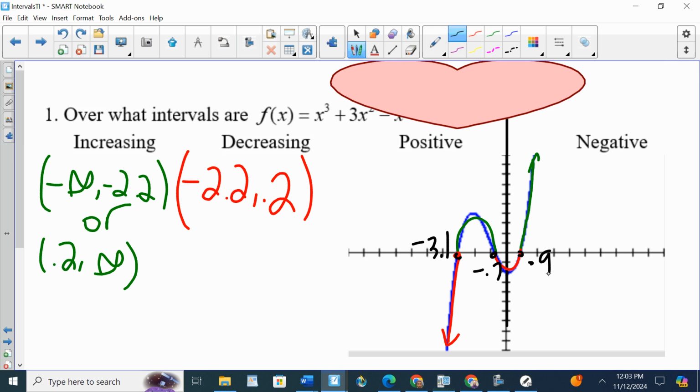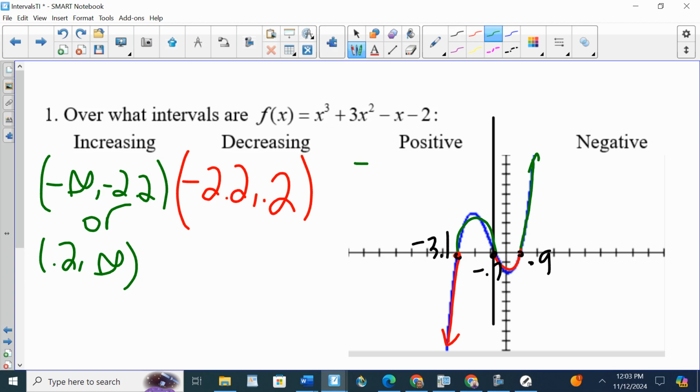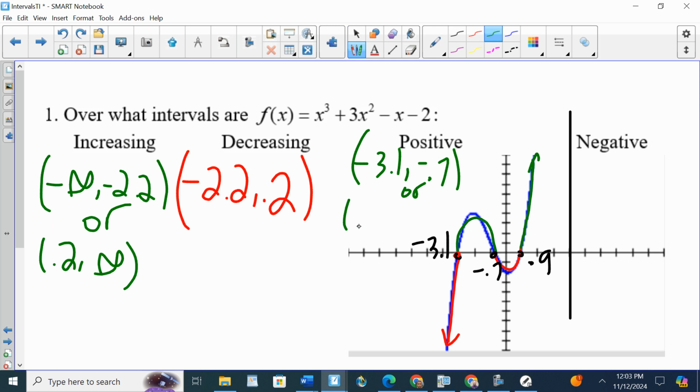So now let's start with positive, the greens. Let's get my little line back. The green piece starts at negative 3.1. It ends at negative 0.7. So that is negative 3.1 to negative 0.7. I've got another green piece. This green piece starts at 0.9 and it goes to infinity. So I've got 0.9 to infinity.